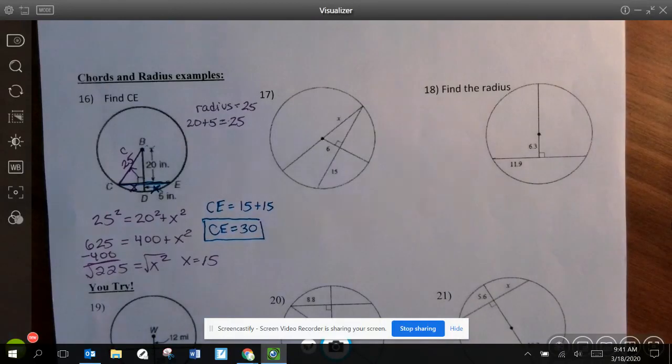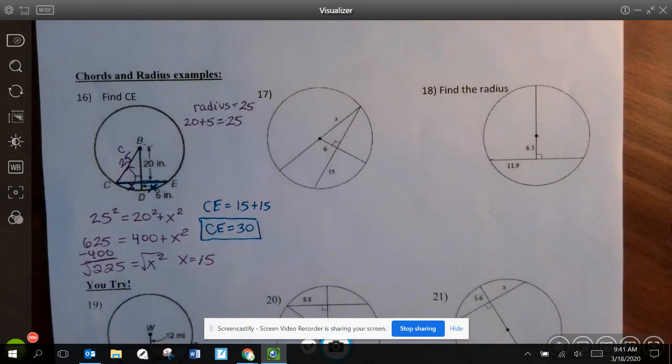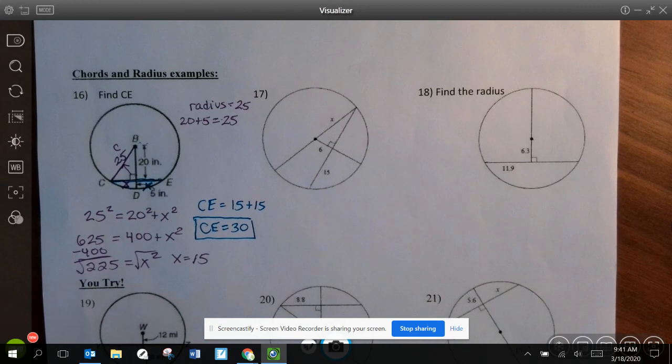I will be working on page 8. I'm doing examples 17 and 18. In the previous video, Miss Wagner talked about the radius and chords and some special relationships that go on there. We're just going to do a couple more examples like that.